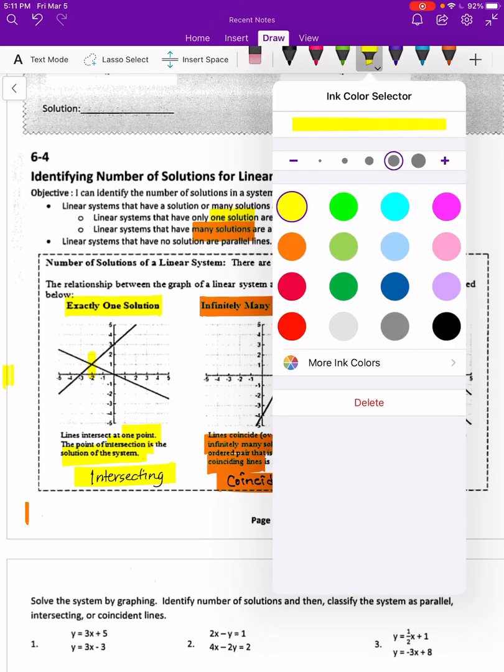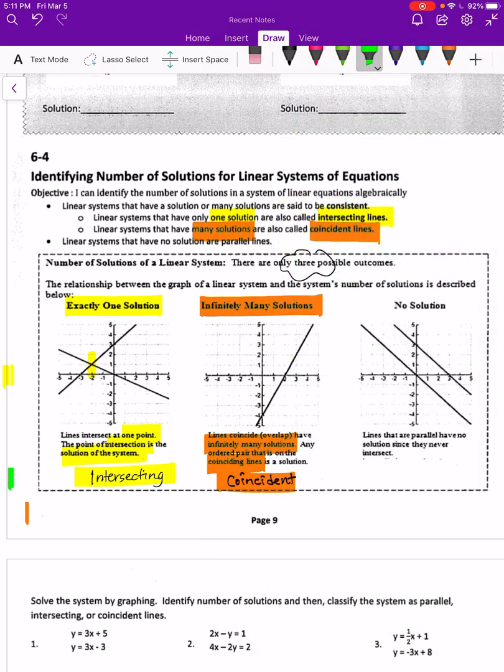Last but not least, let's go green. So green is linear systems that have no solutions, and they are parallel lines. So no solutions. You can see that these two lines are parallel. That means they never intersect, and we refer to those as parallel lines.